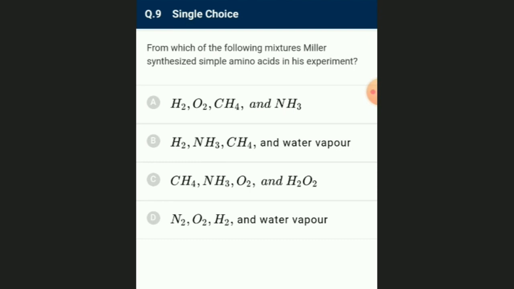Here, Miller used hydrogen, ammonia, methane, and water vapor to produce amino acids. So, the answer for this question is option B.